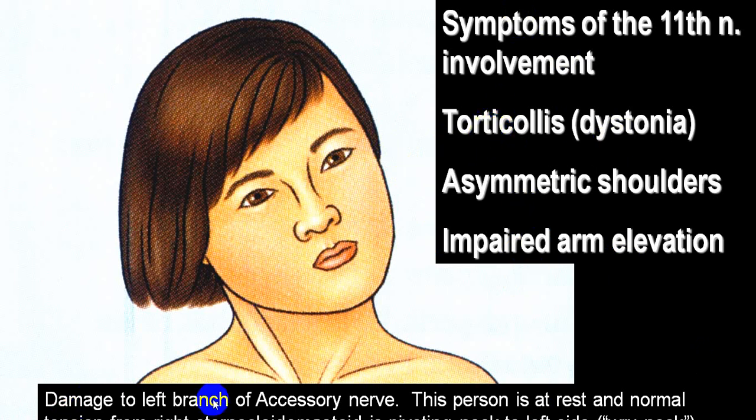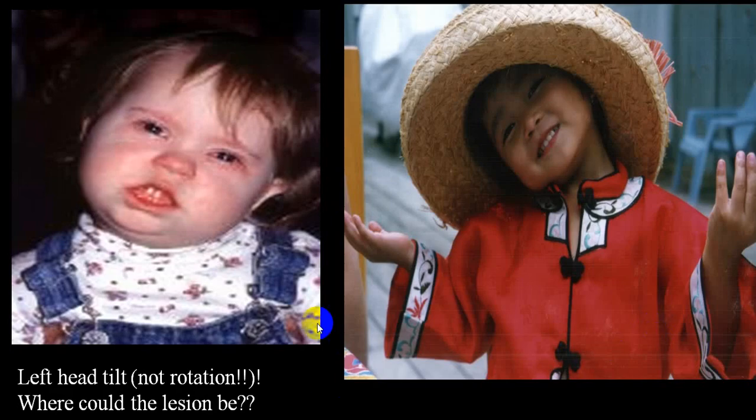So damage to the left branch of spinal accessory. This person at rest and normal tension from right sternocleidomastoid is providing a neck to turn to the opposite side. We call as a wry neck, or we call as a torticollis, and this is also disorder that is called dystonia. In dystonia, you can see that this type of movement can be seen in dystonic disorders. This is wry neck. It can be in irritative lesions or it can be sometime habitual also.